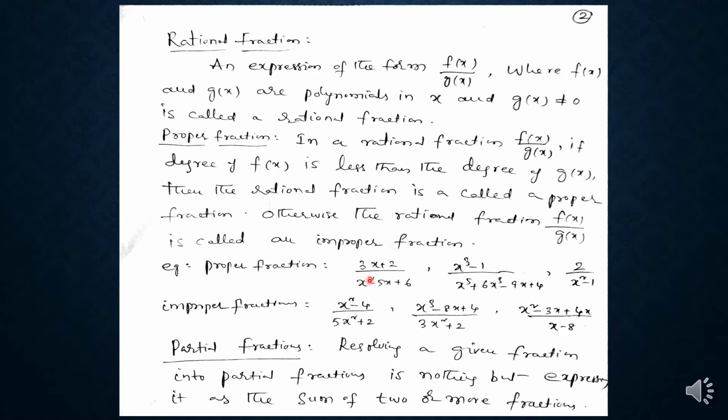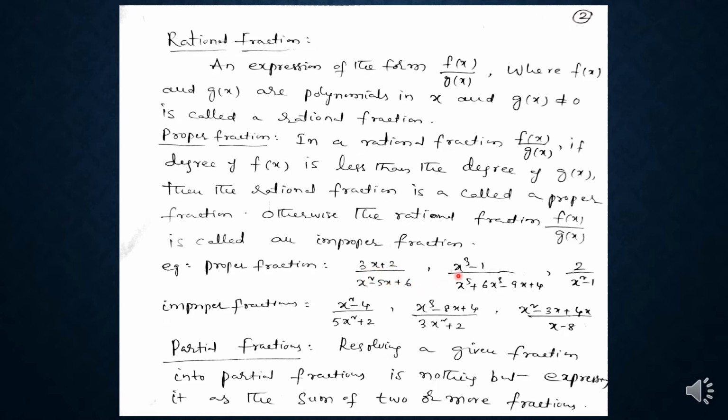For example, (3x + 2)/(x² − 5x + 6). What is the degree of the numerator here, f(x)? That is 1. And what is the degree of the denominator? 2. The highest degree term is x², so the power is 2. Here the degree of the numerator is less than the degree of the denominator.